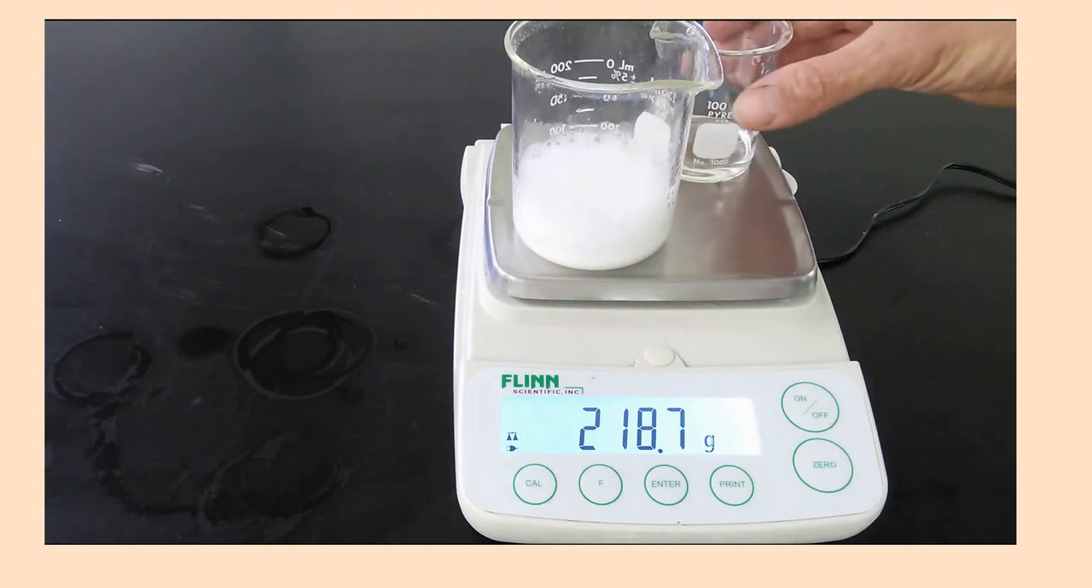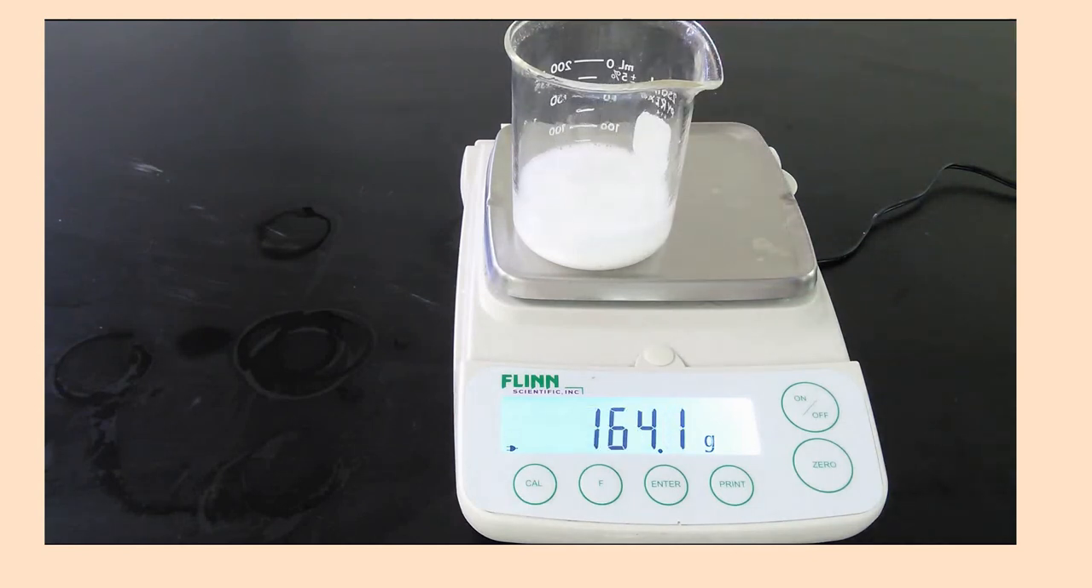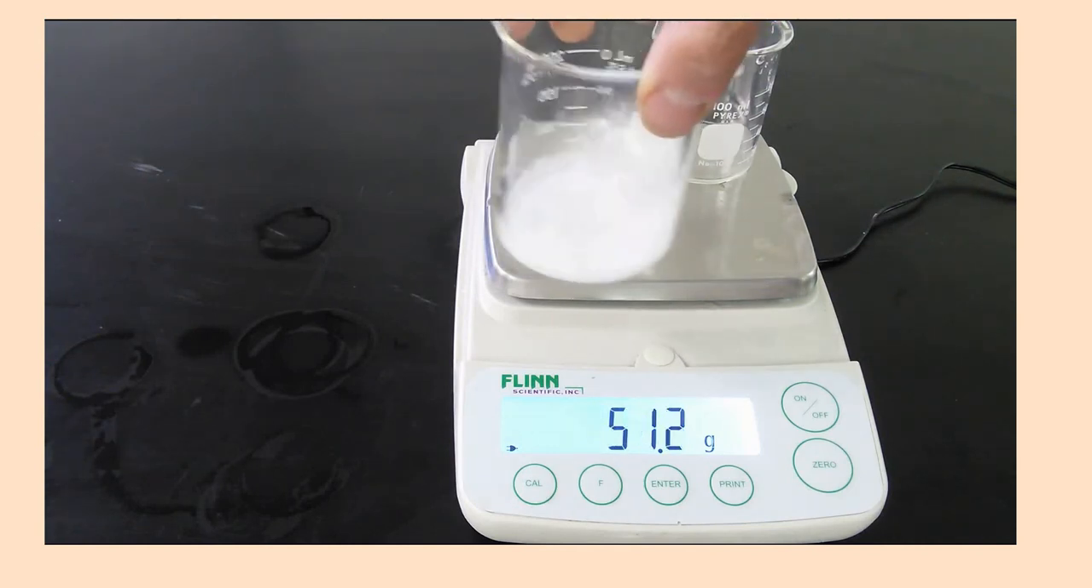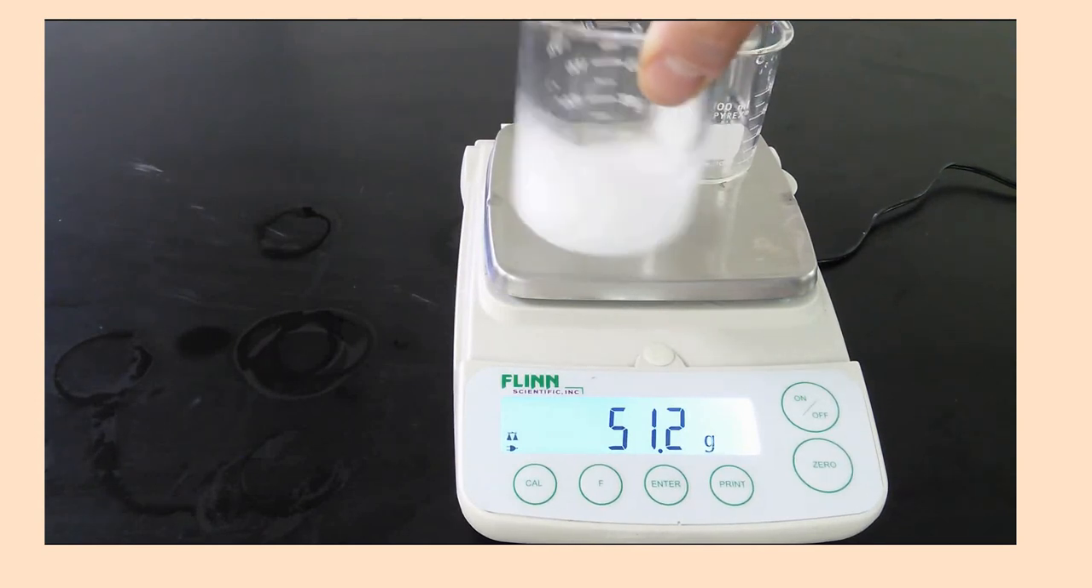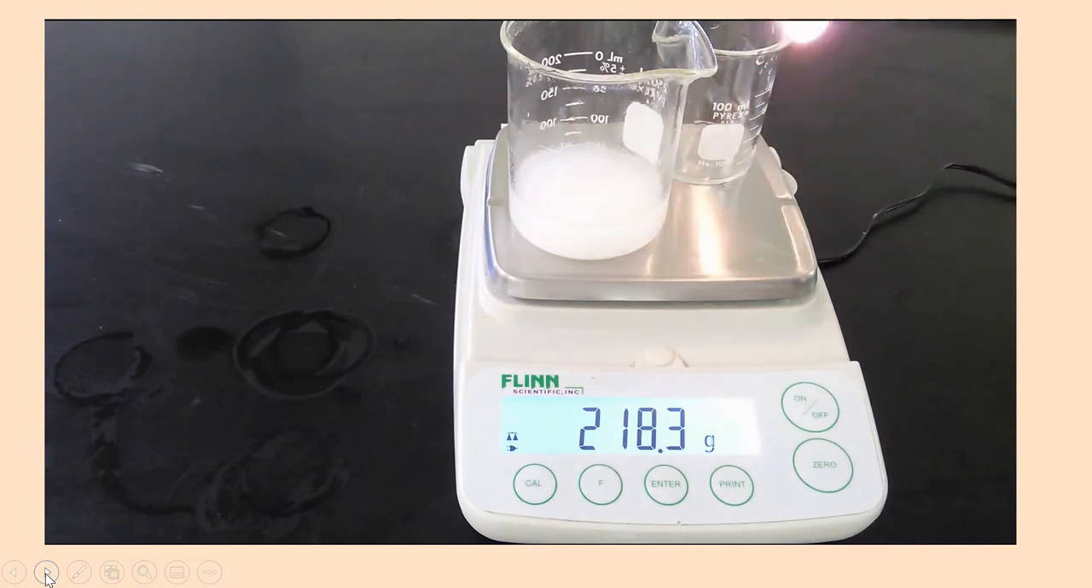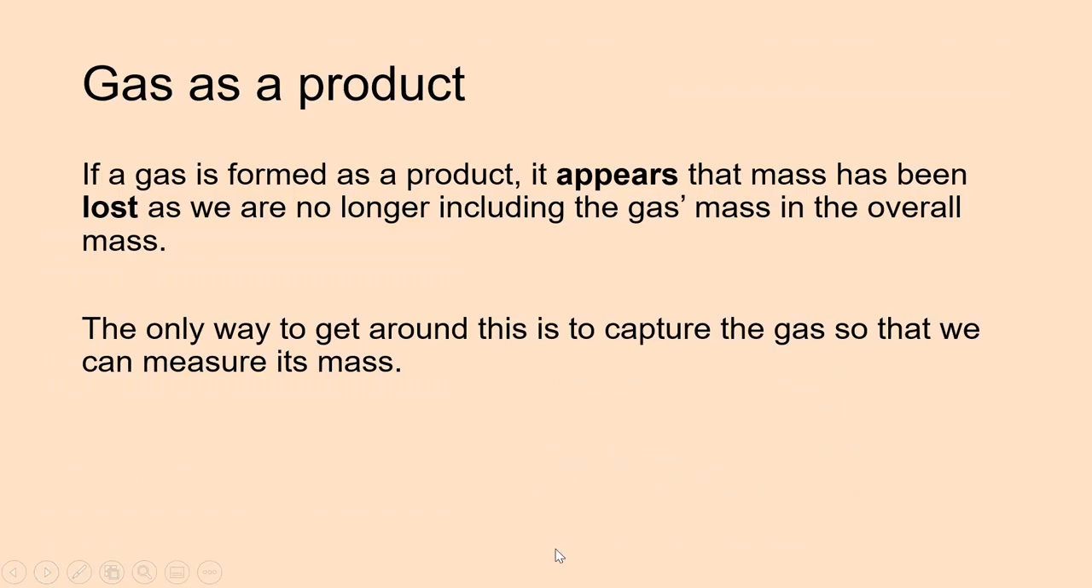As you can see, the more the reaction occurs, the lower the total mass of the things now on the scales. So this looks like our products weigh less than our reactants. But actually, it's just because we're not measuring the mass of the gas that was released. That gas was carbon dioxide, and that's why we got the fizzing. So, when a gas is formed as a product, it may appear that the mass has been lost because we no longer include the gas when we do our overall mass measurement.